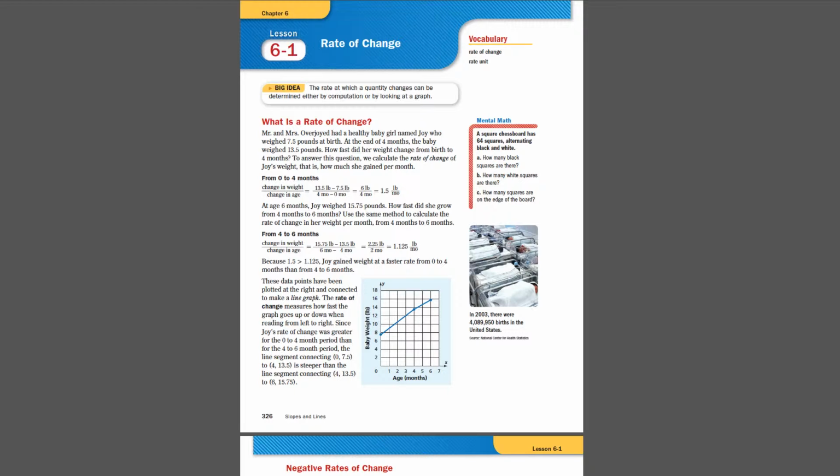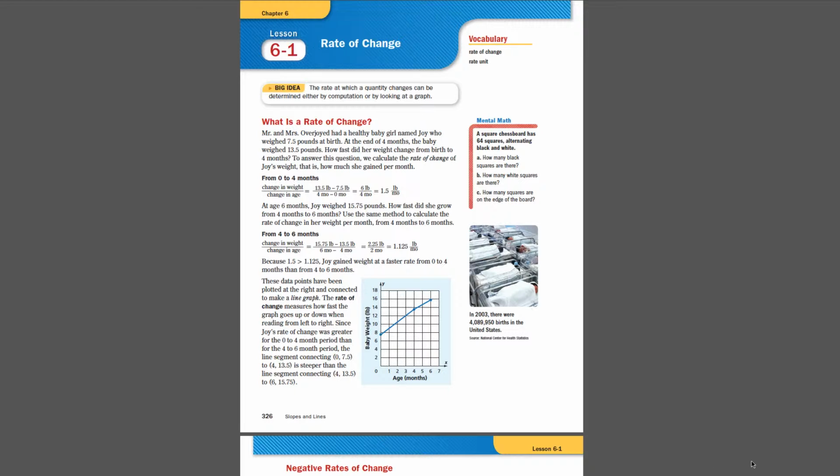It says the rate at which a quantity changes can be determined either by computation or by looking at a graph. And we want to keep in mind that the rate of change is just that. It is a rate. So in the case of this baby example, it's in pounds per month. That's a rate. And so how that changes is it's a change per month. It's not simply the total change. So there is a difference between concepts when you're looking at those things.